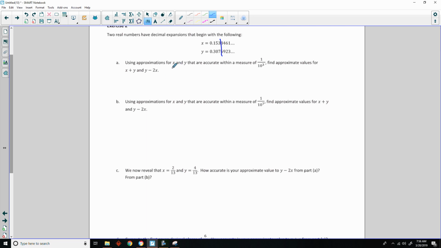So x plus y would be 0.153 plus 0.307, and I get 0.460. Okay, when I take y, which is 0.307, I'm going to subtract 2 times x. Off to the side here, I'm going to take 0.153 times 2 and get 0.306, and I get 0.001.